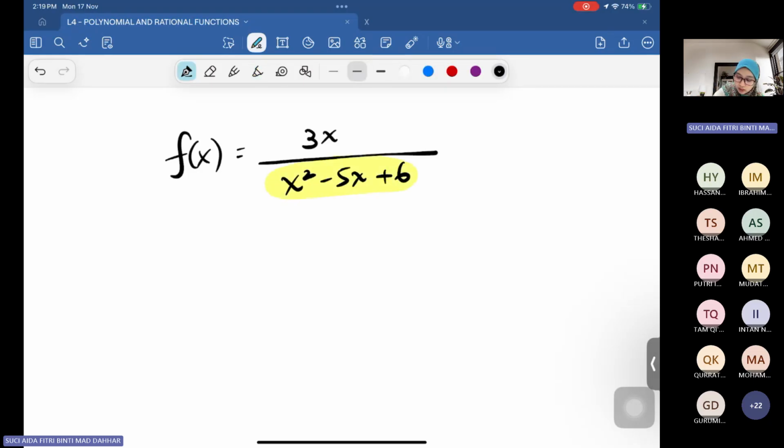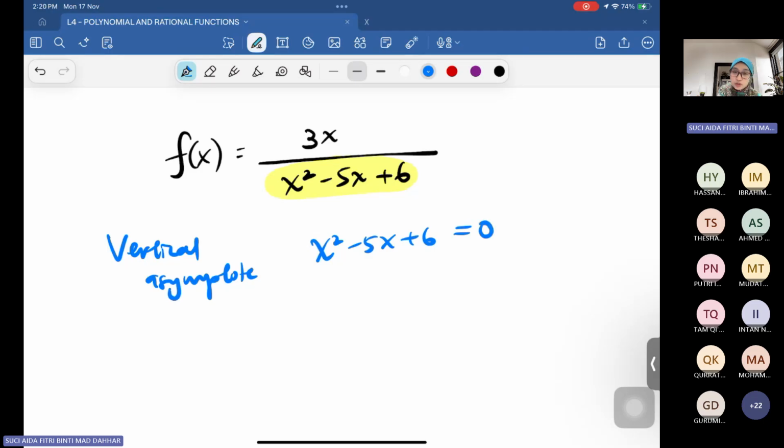In order to find the vertical asymptote, you take the denominator, x squared minus 5x plus 6, and make it equal to 0. Then you need to solve your quadratic equation. Can this be factorized?